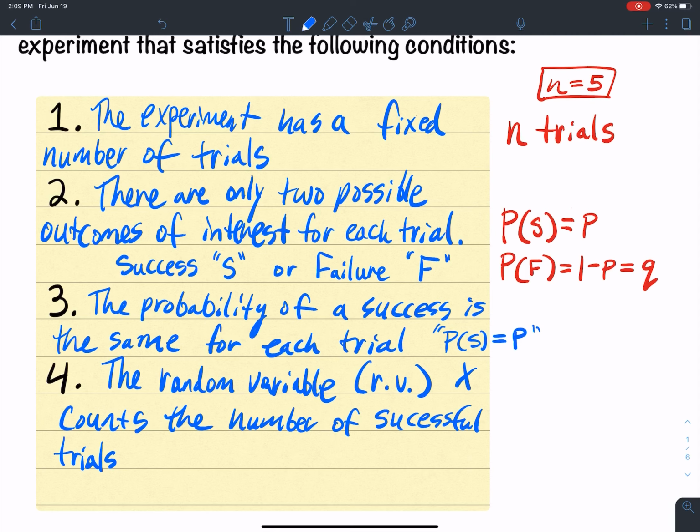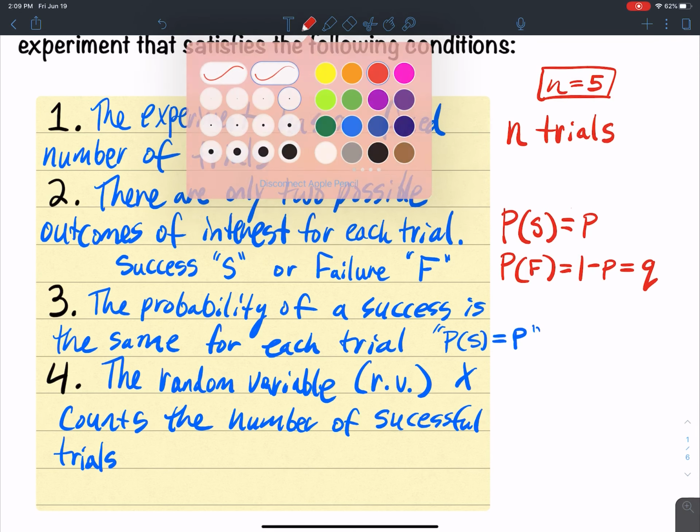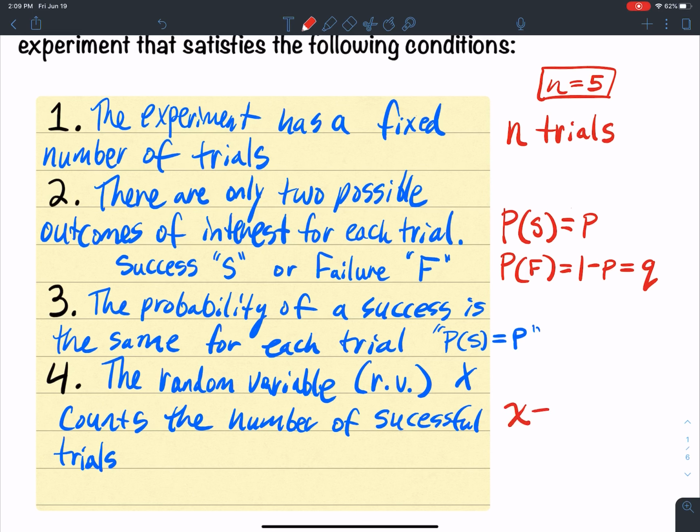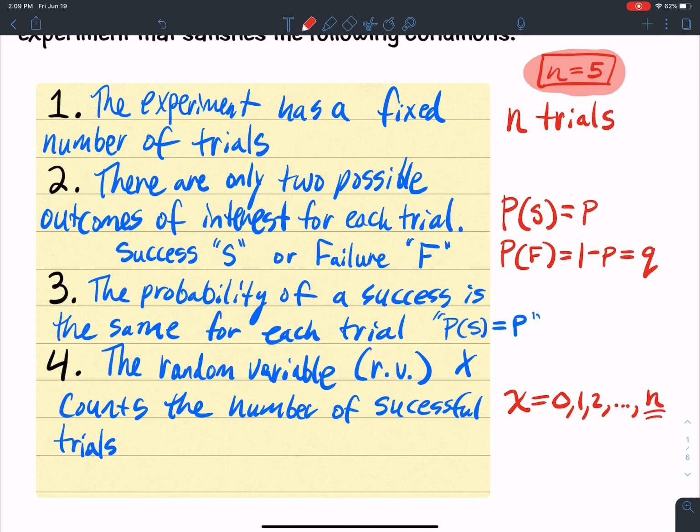Now, X could be equal to 0, could be equal to 1, could be equal to 2, all the way up to n. Because there's n total trials, you can't have more than n successes. So if n was equal to 5, then the most successes you could have would be 5.